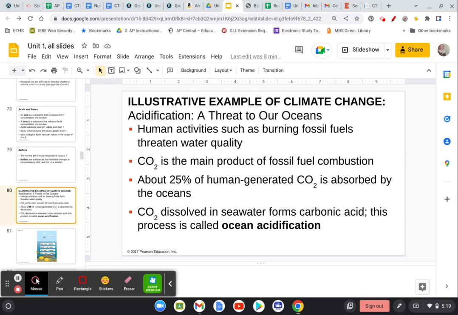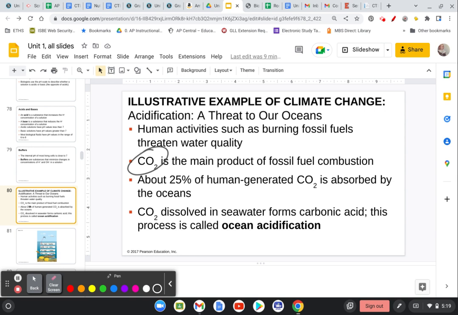So this is an example of climate change and what happens to our oceans over time as we burn fossil fuels. So as we burn gasoline, as we burn wood, wood burning stoves do it as well, coal burning plants for electricity. These are all generating a huge amount of carbon dioxide. Okay, so carbon dioxide is the main byproduct of fossil fuel combustion. So you burn wood, you burn gas, you burn coal, and carbon dioxide is going to be generated.